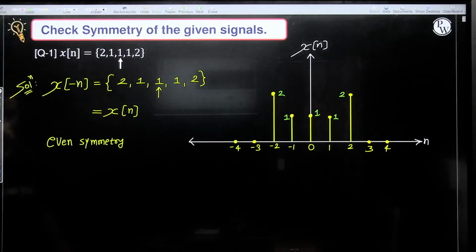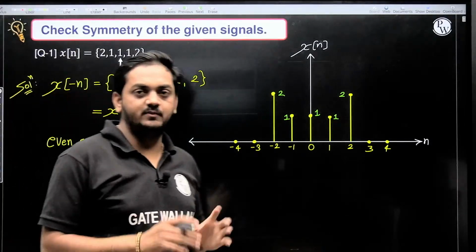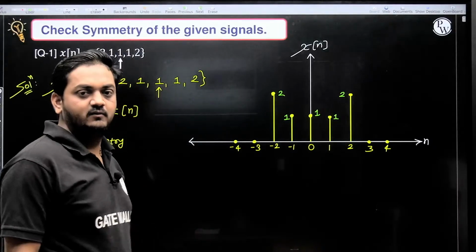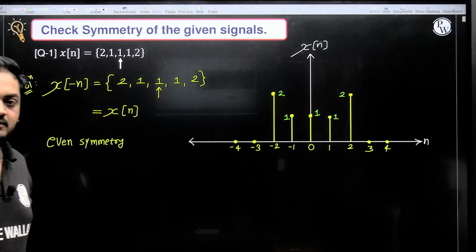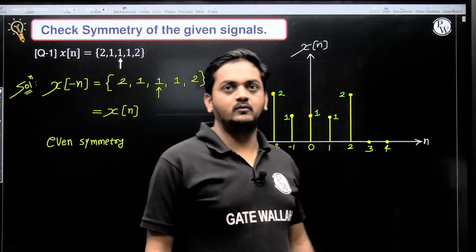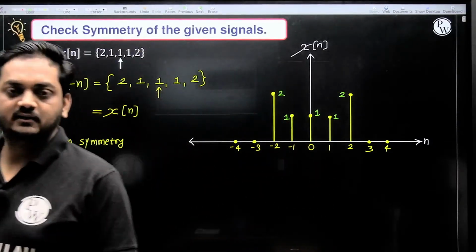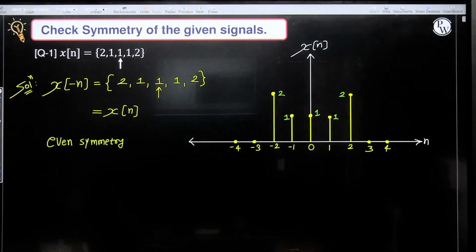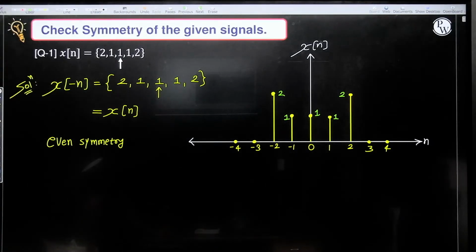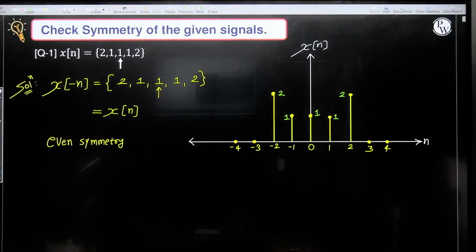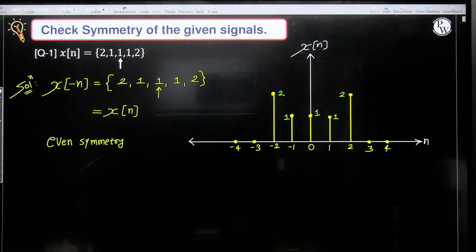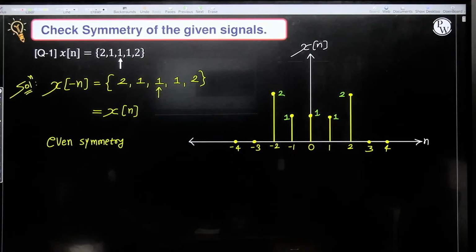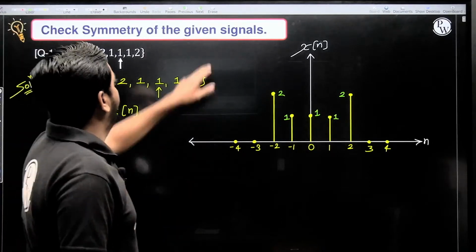So this given signal is what? An even signal, even symmetry, or you can say symmetrical with respect to the y axis. I hope all of you are getting what I am saying. Very good.